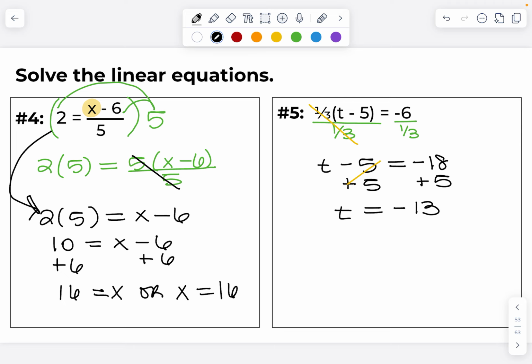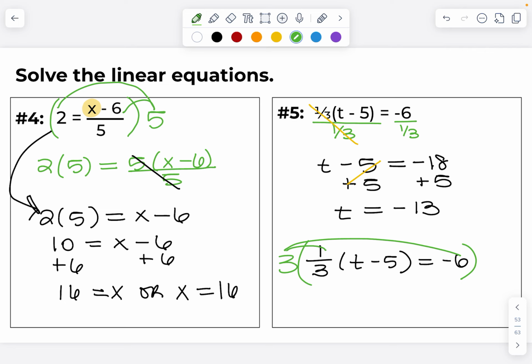So that is number 5. I want you to know too that you could also have thought about it this way when solving. You could have said, I want to get rid of the fraction, so I'm going to multiply by my denominator of 3. When I do that, this is just going to leave me with t minus 5 equals negative 18. So you can think about this either way.